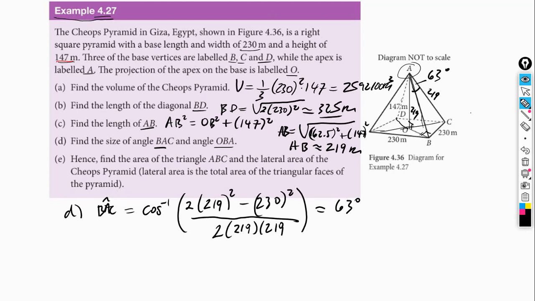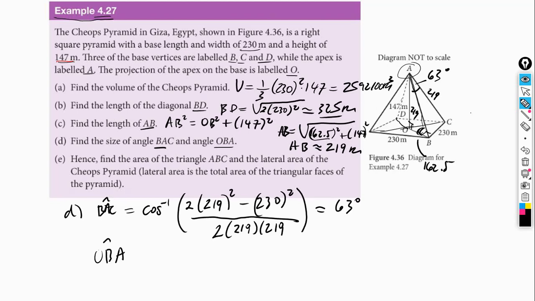They also want us to find angle OBA. So where is OBA? OBA is this angle here. So notice that we have OB. We said that OB is 162.5. So let's write this over here. OB is 162.5. And we have also the height. We have also the hypotenuse.